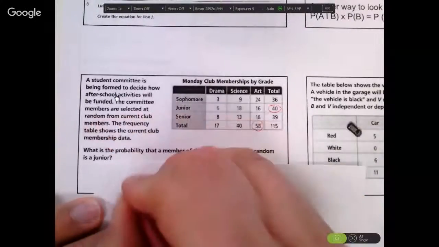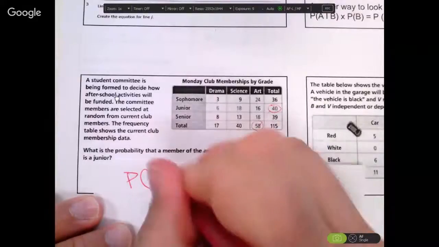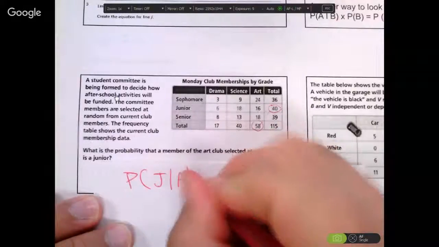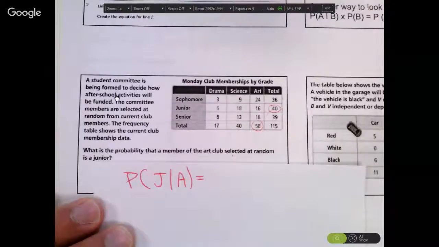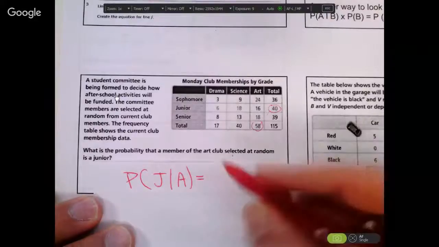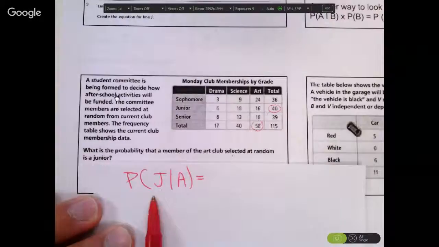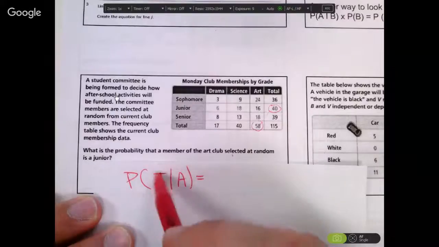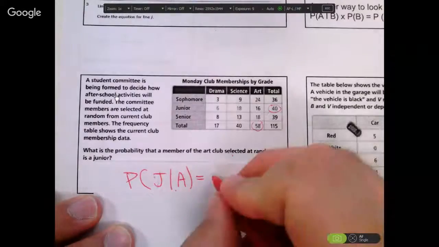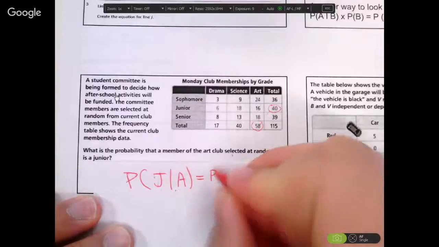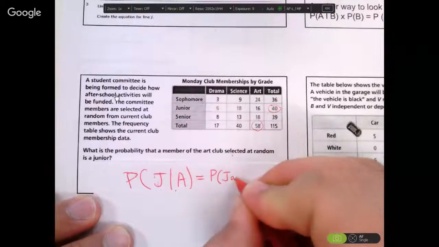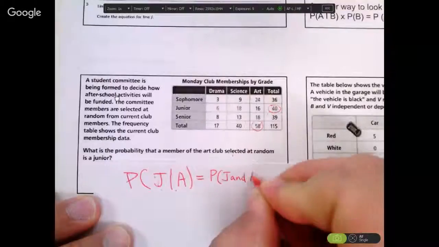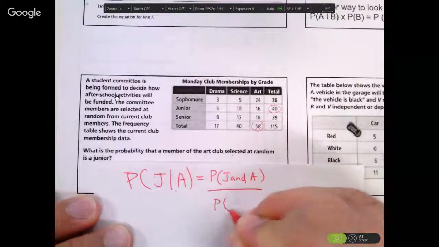We want the probability of, good thing we write in pencil, right? Probability of a junior given in art. Sometimes it's confusing what the order is here, but we want to know, is the kid a junior? Right, so that's the question we're asking. But also is he in art? So I'm rewriting this: probability of J and A over the probability of just A.